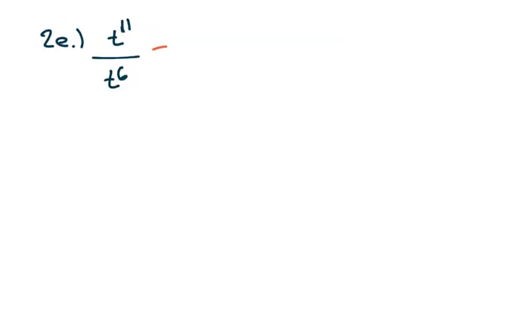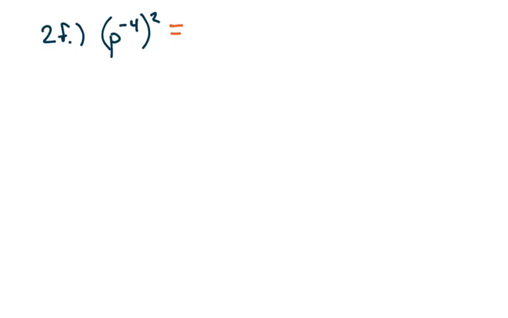And 2E, we're dividing, so we're going to subtract. And there we have it. And 2F, I said we multiply, so this is either P to the negative 8 or 1 over P to the 8th. What they will usually say, if they want 1 over P to the 8th, is that they want all the exponents to be positive.